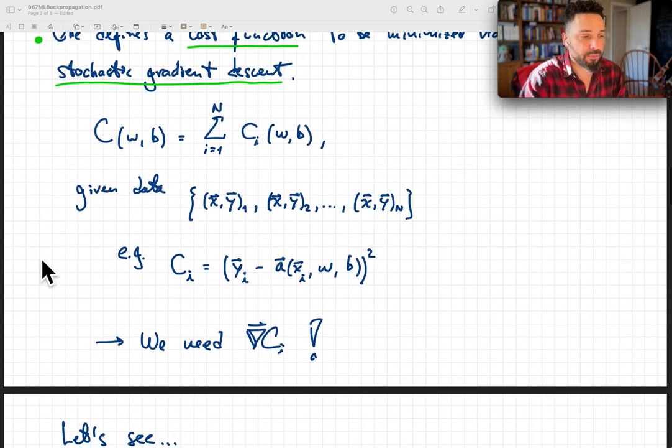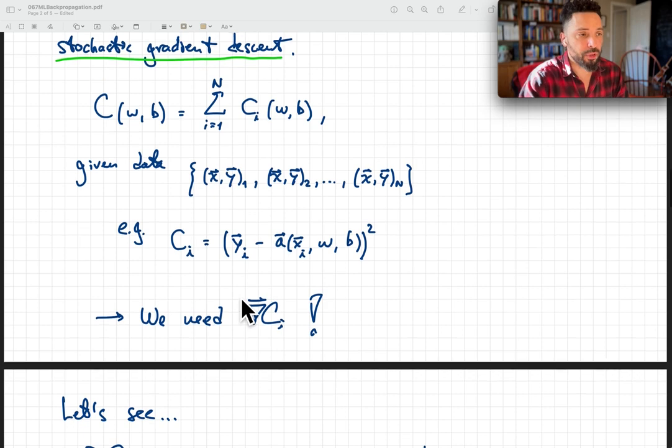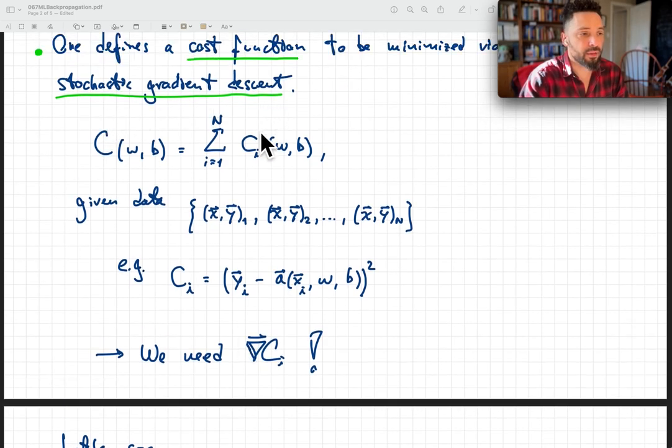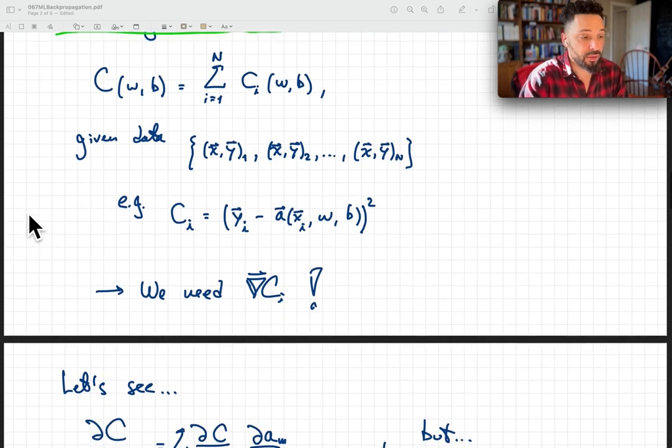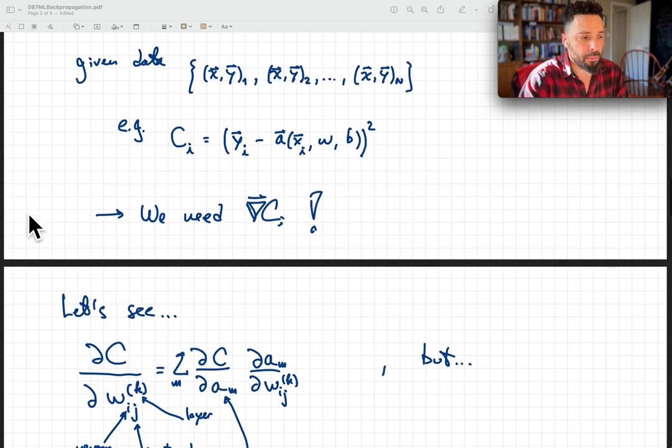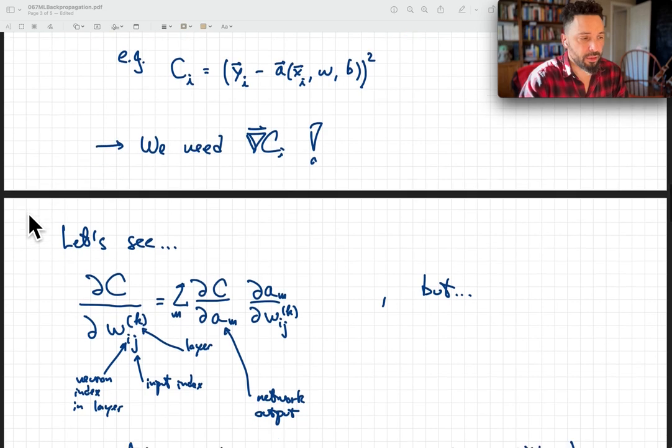But regardless of that, we need the gradient. So if we're going to use stochastic gradient descent, then we're going to need the gradient of the C sub i, of the cost functions. So let's see how we're going to do that. And this could be fairly complicated, as you will see here.